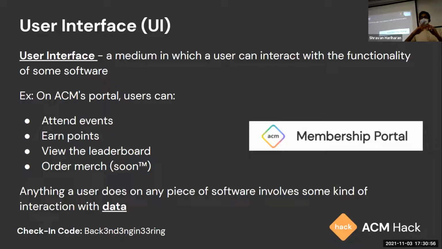You'll hear all three of these in your career or in your classes, and they all mean essentially the same thing. Like I explained, on ACM's portal, we can attend events, earn points, view the leaderboard, and order merchandise, coming soon, I promise. Really, anything the user does on the portal involves some data. That's true with any software we're using, right? Any meaningful software that you use has data. And the problem is, how do we deal with that data? How do we store that data? How do we use that?